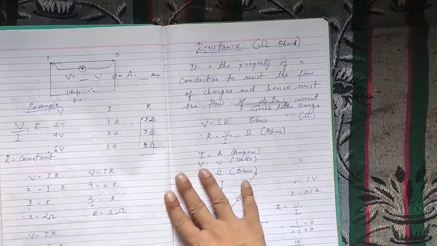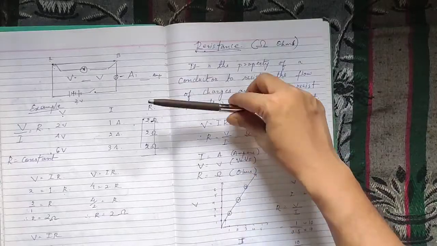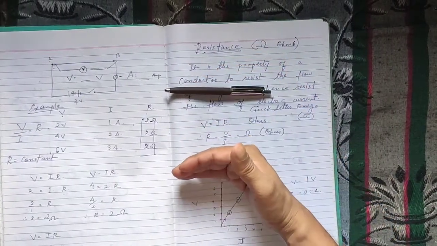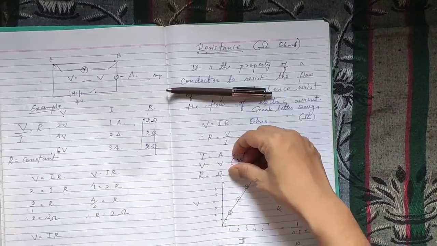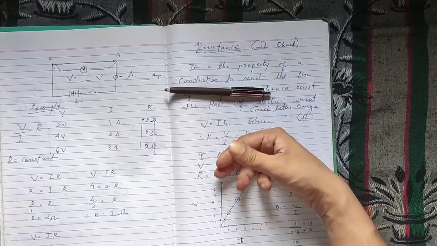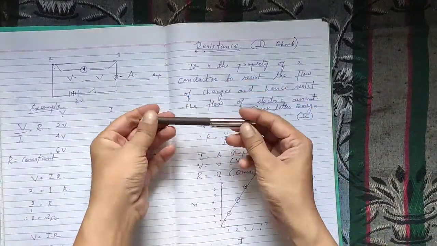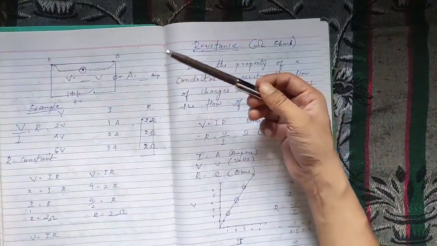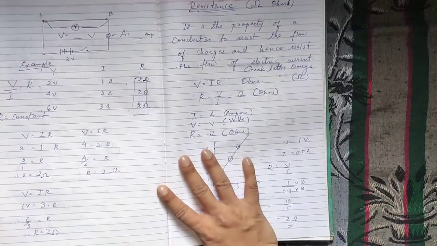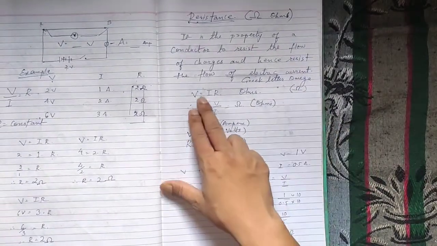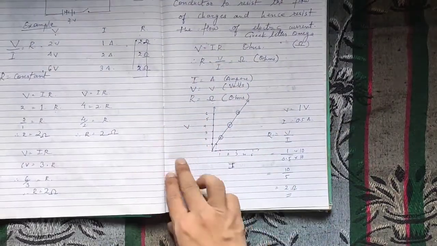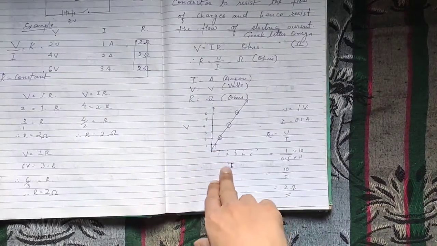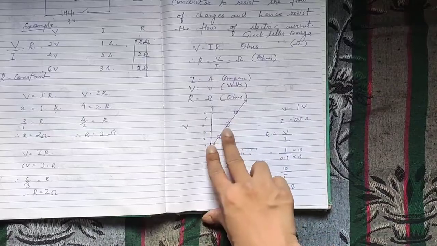Now the resistance is the property of a conductor, but if I take the same conductor of the same size of a different material, then the resistance would be different. However, I can change the resistance of this conductor by changing the shape of it, but we'll talk about it in the next point. First, we finish Ohm's law. V is equal to IR, and when I plot the graph of V versus I, then the current and the potential difference will remain proportional to each other.